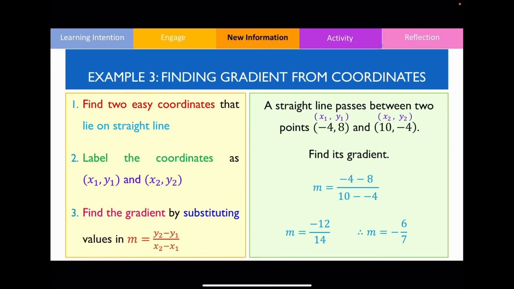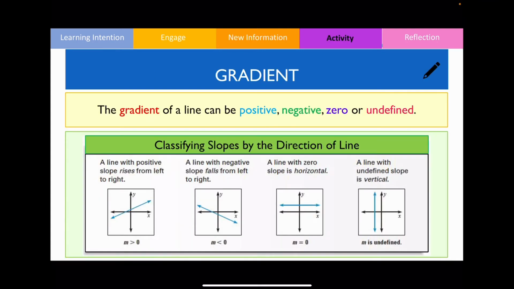We've just gone through 3 examples of how to calculate the gradient from 2 coordinates. The next thing that I'm going to show you is how we can actually roughly determine what the gradient is going to be based on the graph alone. So the gradient of a straight line could either be a positive value, a negative value, it could equal to 0, or it could also be considered to be undefined, meaning it does not exist whatsoever.